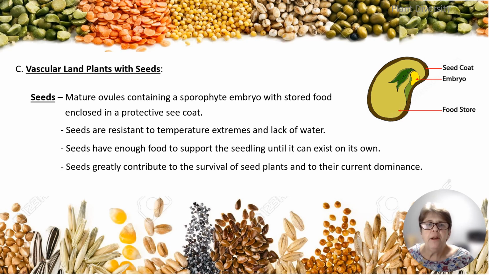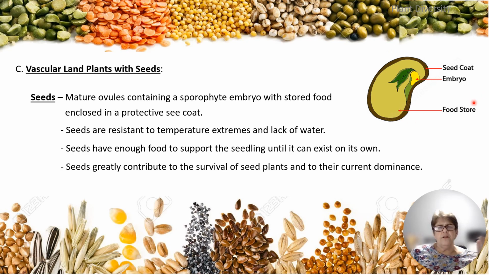Our next group of plants are vascular land plants with seeds, okay? So they have xylem and phloem, the vascular tissue, but now they have seeds. Seeds are mature ovules, and we saw the ovules before. They were like the little seeds in the fruit in the ovary, but they contain a sporophyte embryo. So there's a diploid embryo, and it's enclosed in a protective seed coat, and they also have the stored food. So the diploid sporophyte embryo, the food store, and it's all enclosed in a seed coat.